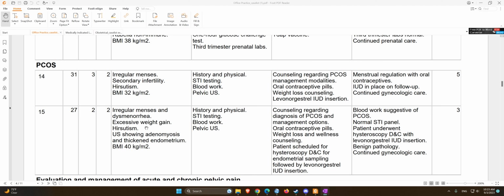So you mentioned the ultrasound showed thickened endometrium. So what does a thickened endometrium mean for a 27-year-old? So I'm aware that the endometrial thickness using the ultrasound has no value in patients in their pre-menopausal years. However, it can be suggestive of some lesions in the endometrium.